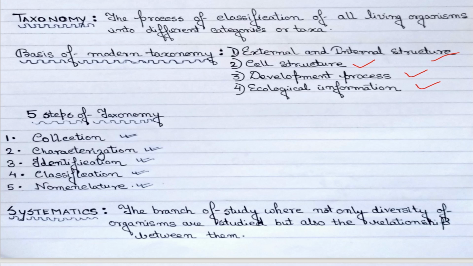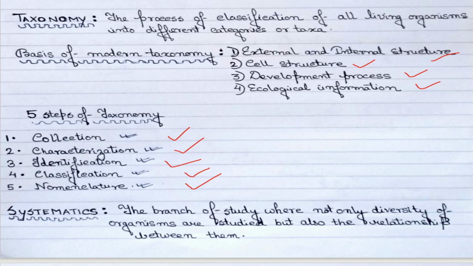Now, what are the 5 steps for a successful taxonomic classification? First, collection of the specimen, then proper characterization of the specimen, then identification of the specimen, then classification into particular groups based on the identification and characterization, and finally nomenclature.